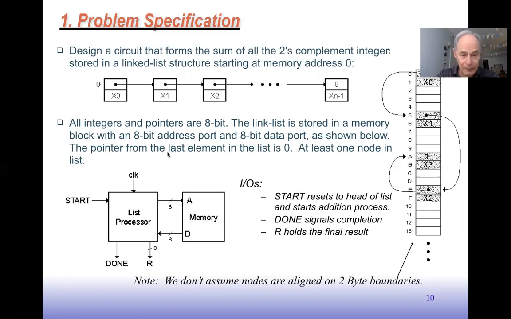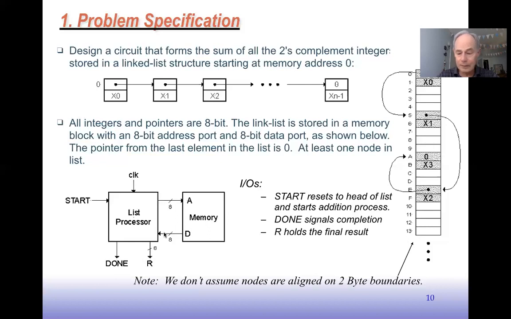So here's just a block diagram showing the abstraction of our circuit. It's going to have a memory here, and then we're going to design this digital part here, which will have a clock signal, a start signal that resets the circuit to start at the head of the list, and then starts the process of cycling through the list. And then there's a done signal that we would like to use to signal when the computation is complete. And then the R signal here, which will be 8 bits wide, which is going to hold the final result.